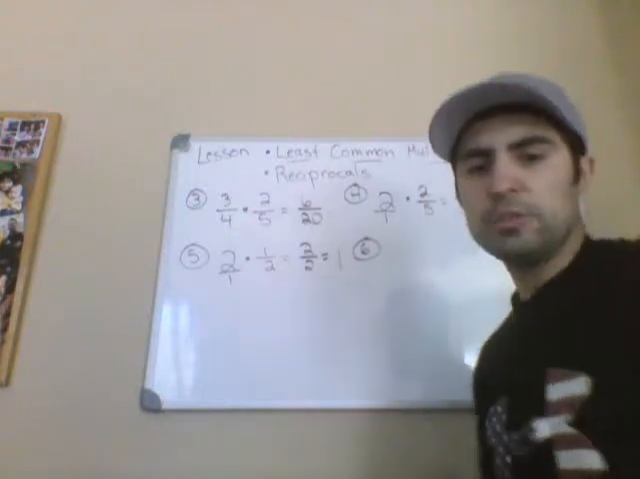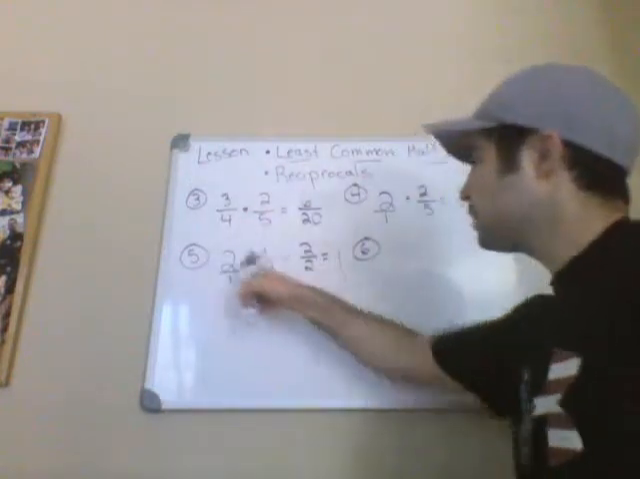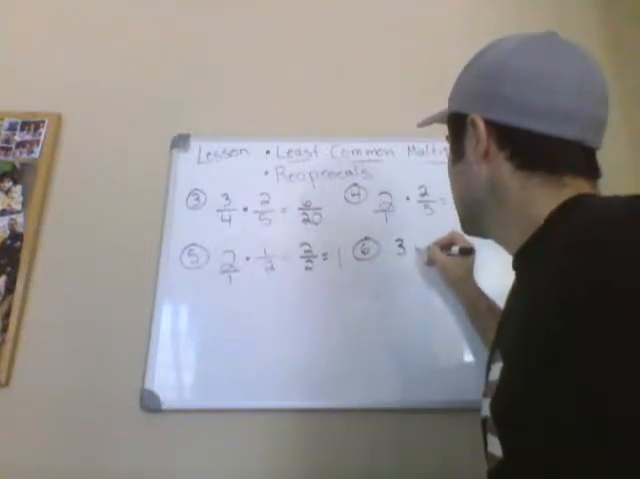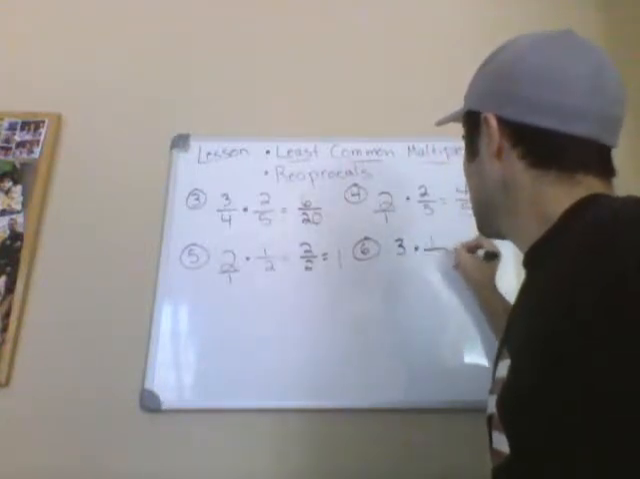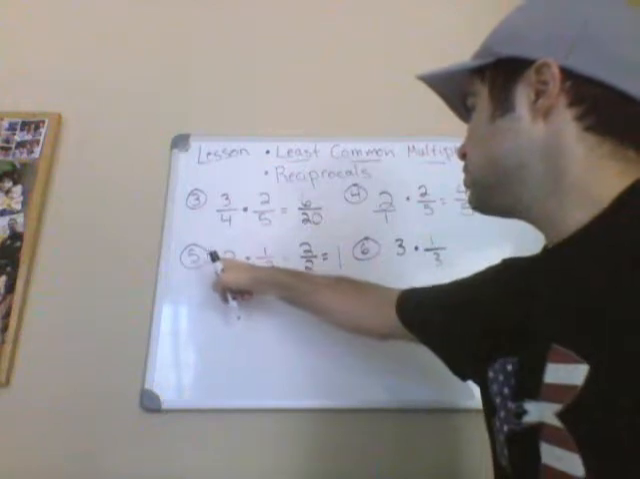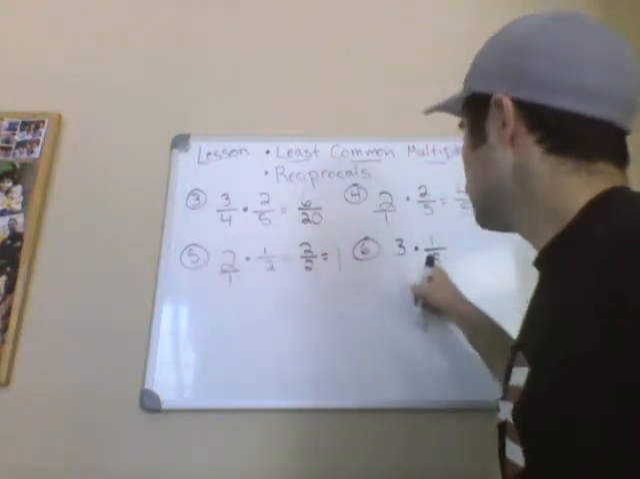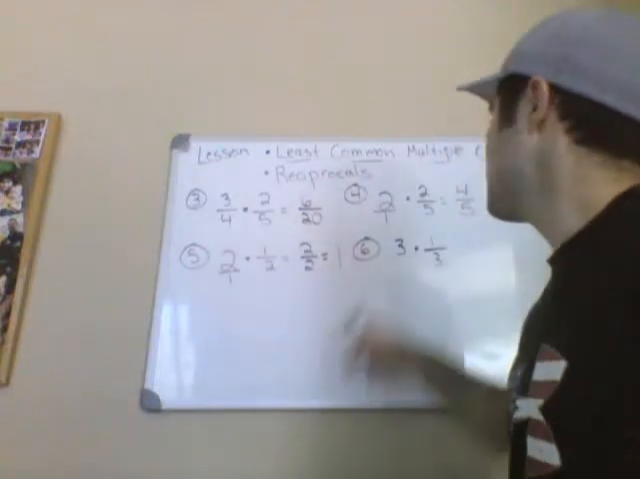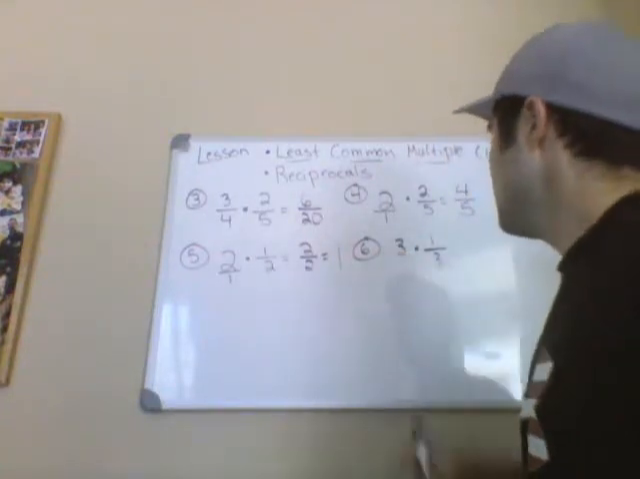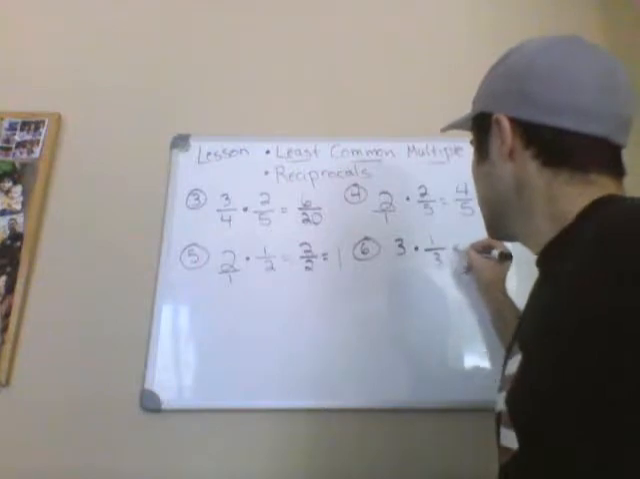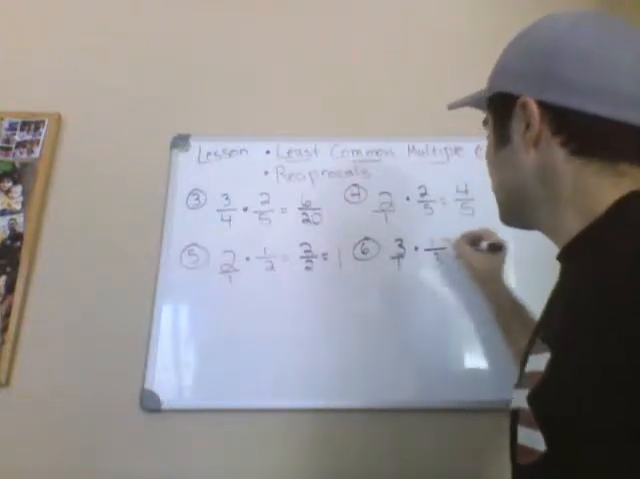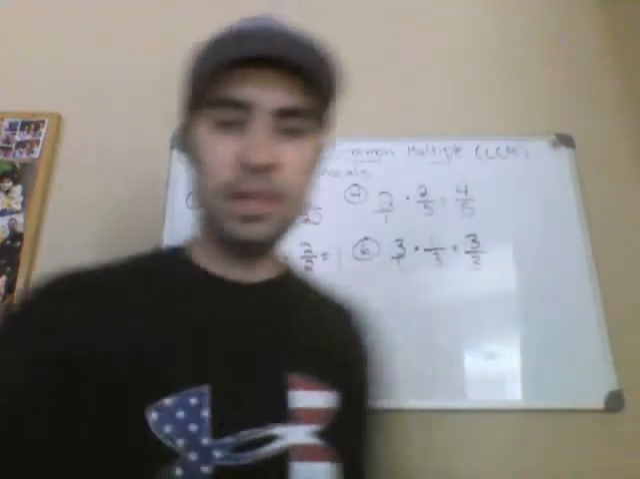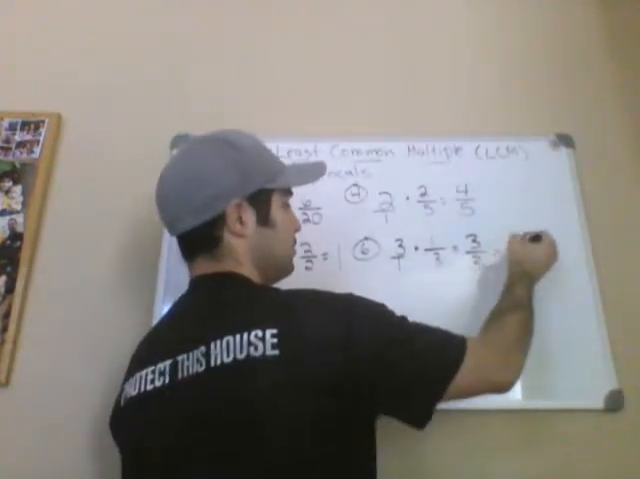Let's do another one, and I want you guys to look for a pattern between problems number 5 and 6. Let's do 3 times 1/3. Notice this is 2 times 1/2, 3 times 1/3. Notice I have a 2 as a whole number and 2 as a denominator. 3 is a whole number and 3 is the denominator. Okay? Magic 1. 3 times 1 is 3. 1 times 3 is 3. And we know top divided by bottom is 1.